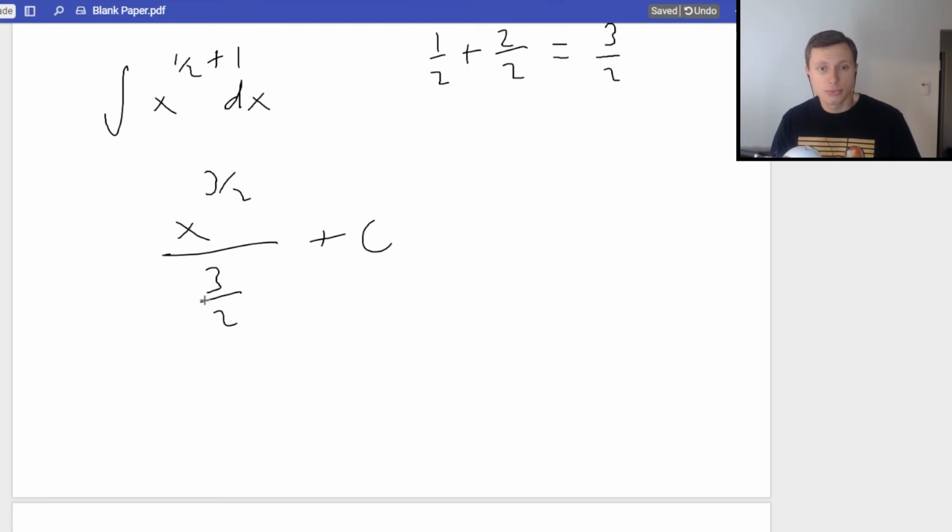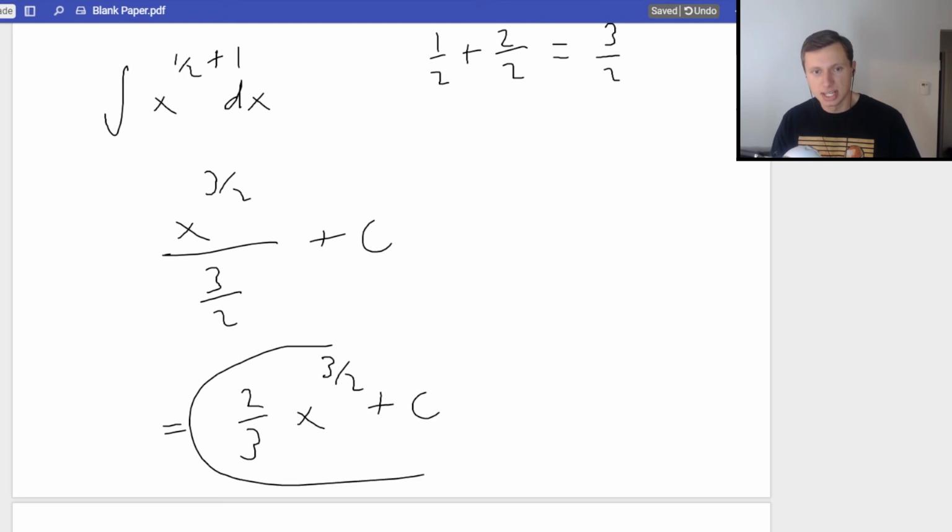Well, I'm just going to flip it. I'm going to take the reciprocal and multiply. So the reciprocal of 3/2 is now 2/3. That's times x to the 3/2 power plus c. That's a much better looking final answer. And yes, I'm going to do that all the time.